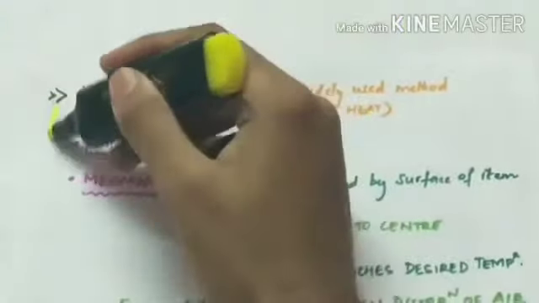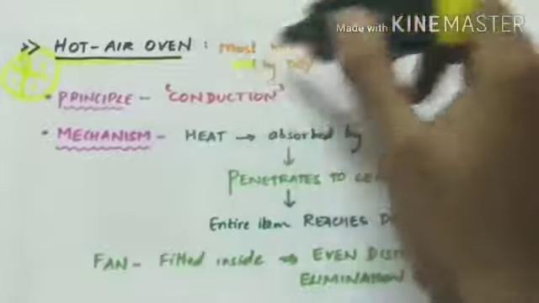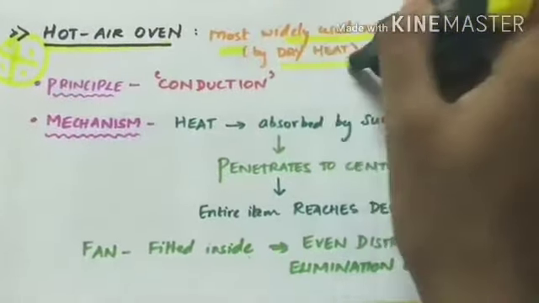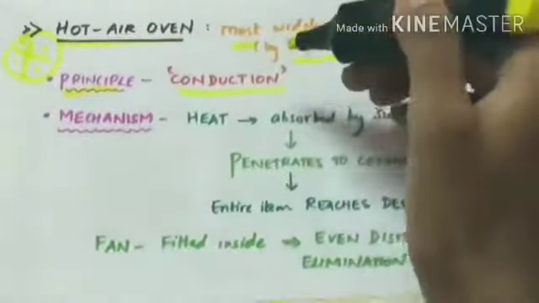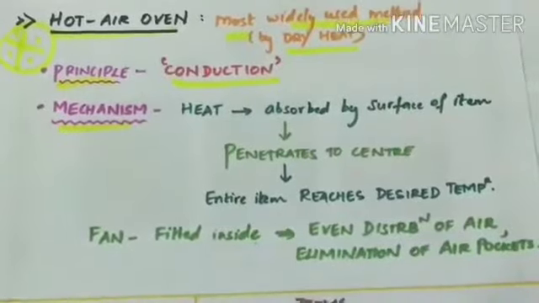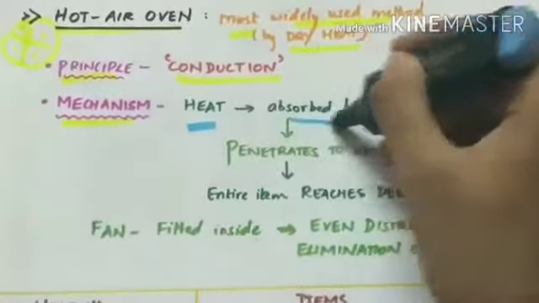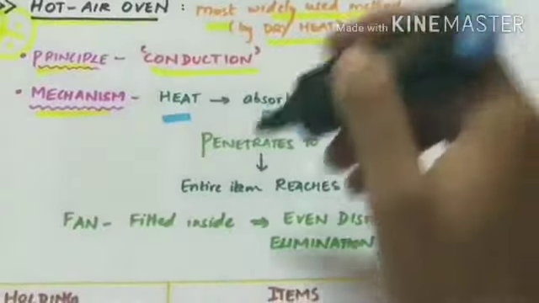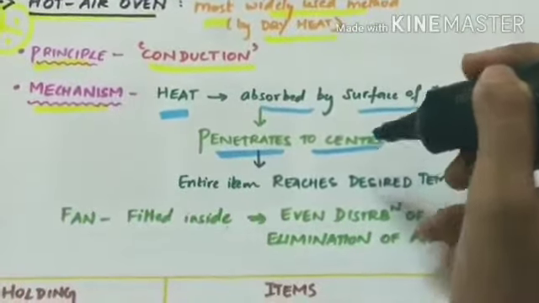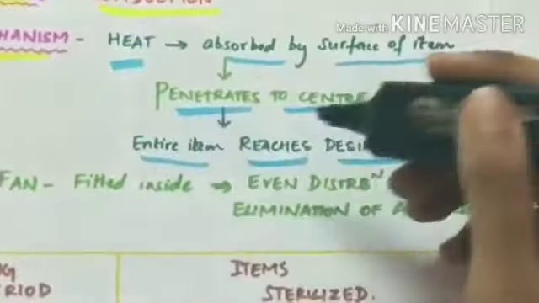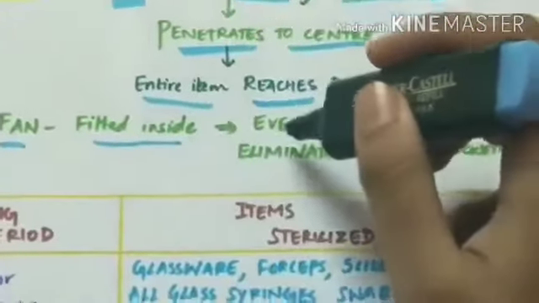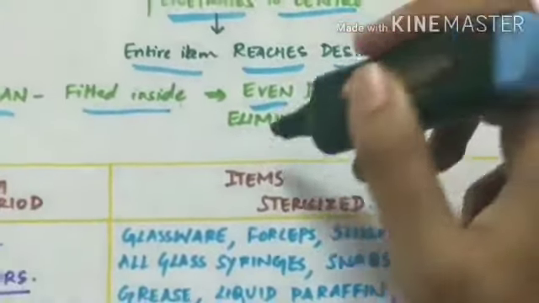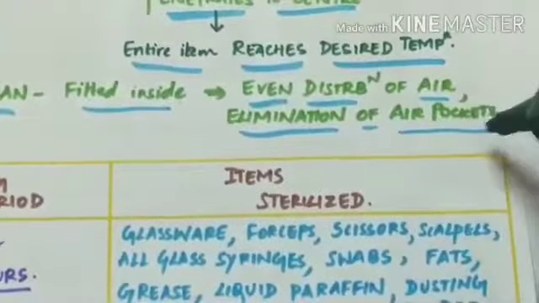Hot air oven. This is very important. Hot air oven is the most widely used dry heat method for sterilization. The principle behind this is conduction. Mechanism: the heat is absorbed by the surface of the item, which then penetrates to the center. The entire item reaches the desired temperature, and a fan is fitted inside the hot air oven to ensure even distribution of air and for the elimination of air pockets.